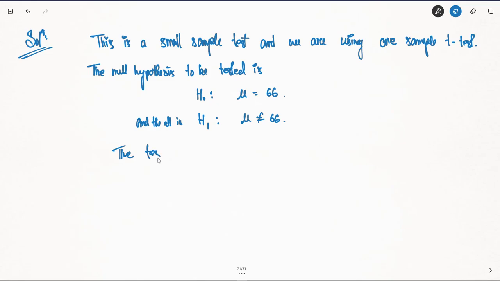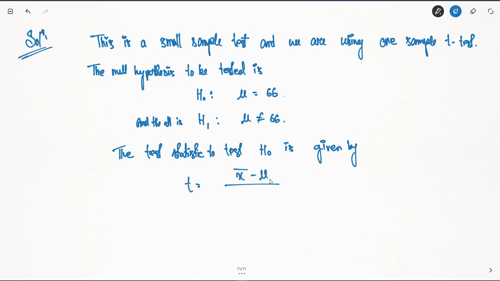The test statistic to test H0 is given by, what is the formula? T is equal to x bar minus mu over capital S by root over n, right? So this is constructing your null hypothesis and alternative hypothesis. This is stating the formula.